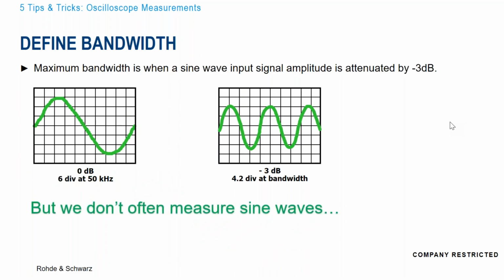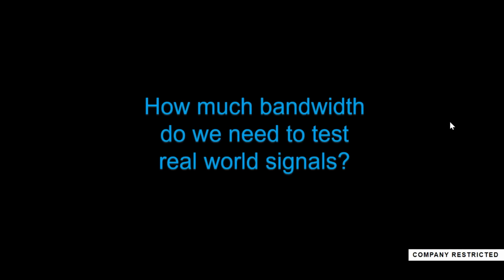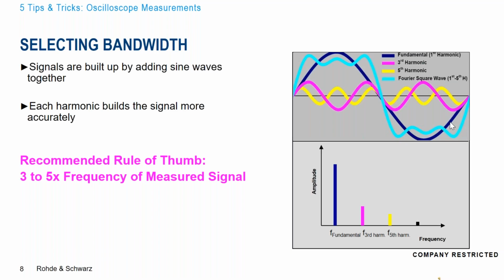This is all well and good, but we don't typically measure sine waves. I think most people on this call probably are measuring some sort of a square wave or a digital communication signal. So how much bandwidth do we really need to test these real-world signals? Back in the day, we probably all took a Fourier theory math class where we had to add up a series. Our fundamental frequency is shown on the top here in that purple or dark blue. As we start adding the odd harmonics, the 3rd and the 5th, these are 3x and 5x that original fundamental. As we add these, we start building it up, and it looks more and more like a square wave here with the teal signal. So we typically need 3x or 5x. 3x meaning we're including that 3rd harmonic, 5x meaning we're including the 5th harmonic.